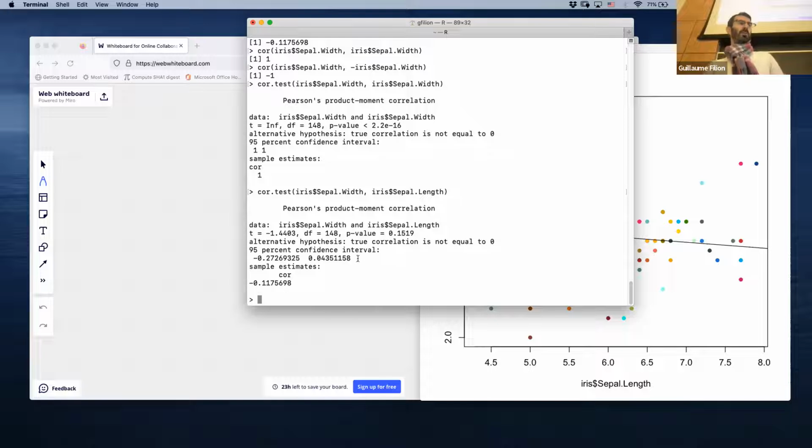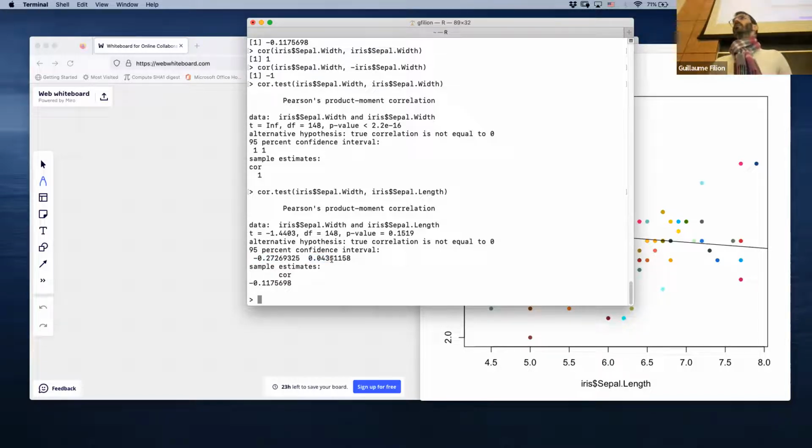And what's nice is that by default, when you do cor.test, you also get for free the 95% confidence interval. And now you're used to it: if we have a test, we also have a confidence interval that goes with it. That's pretty much always the case here. So my estimate of the correlation is minus 0.11. It says that this is anywhere between minus 0.27 and 0.04, at the 95% confidence level.